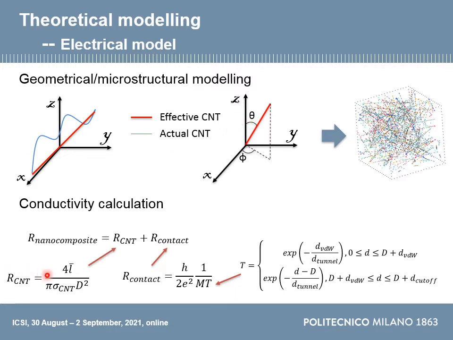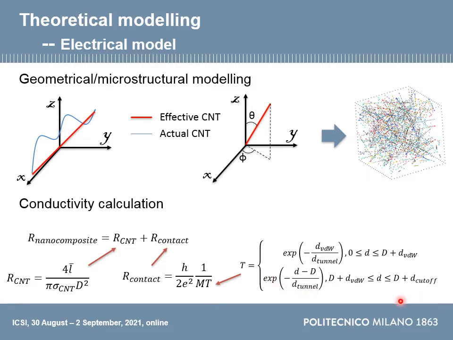Regarding the calculation of the electric property, we calculated the electric resistance of the nanocomposites, which contains two parts. The first part is the resistance of the CNT itself. I will not talk about it too much since it can be calculated according to this equation. The other part is the contact resistance. The contact resistance is somewhat complex since it has two parts. One is the real contact electric resistance between two CNTs, while the other part is the tunneling effect, as I introduced before.